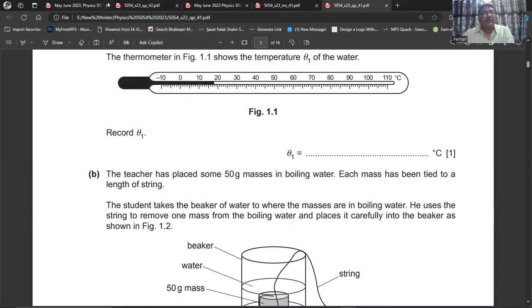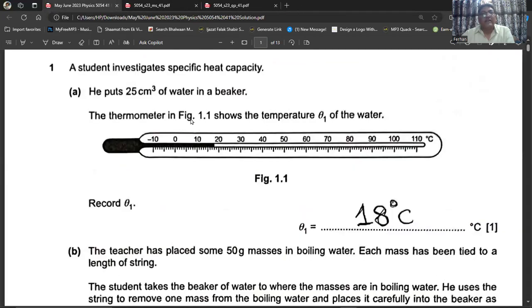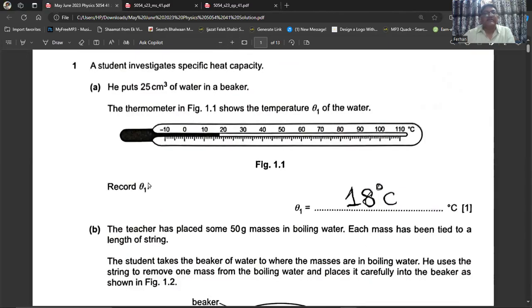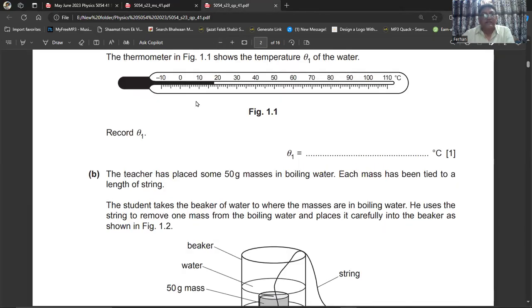So let's check from here. 18 degrees centigrade is the answer, sir. So our answer is right.